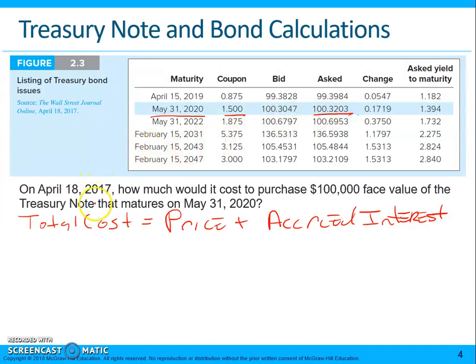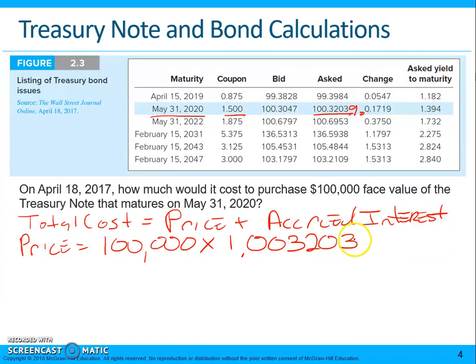So the first part is fairly simple. The price, think of this as a percentage. Okay, so that's 100.3203% or 1.003203. So the price is simply the face value times 1.003203, and that is $100,320.30.